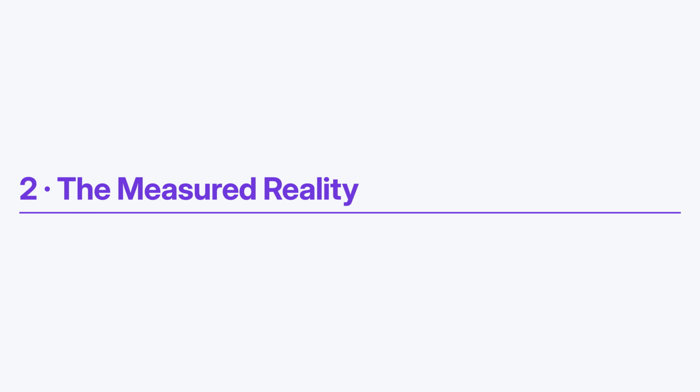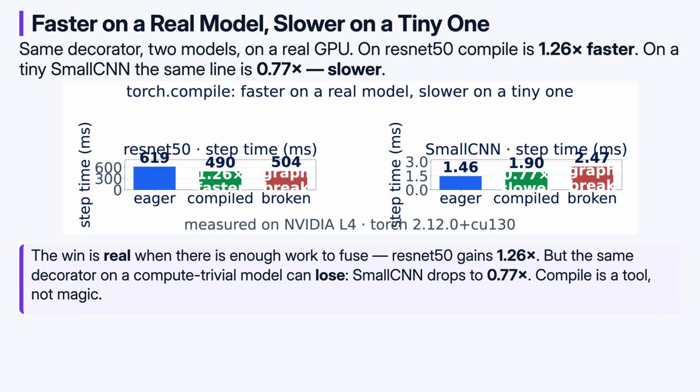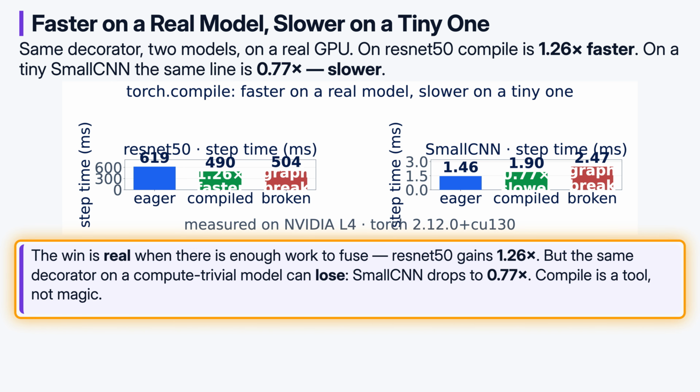Part 2. The measured reality. Same decorator, 2 models on a real GPU. On ResNet 50, eager takes 619 milliseconds. Compiled takes 490, 1.26 times faster, with a graph break 504. On the tiny SmallCNN, eager takes 1.46 milliseconds. Compiled takes 1.9, that is 0.77 times slower. And broken, 2.47. The win is real when there is enough work to fuse.